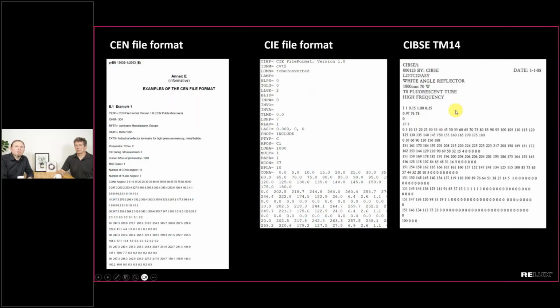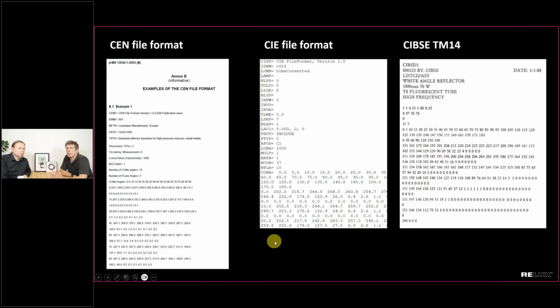This file format for photometrics was used in the UK a lot. And it has some interesting extensions. You have some more values in it, and also some blurring tables in addition to the intensities. This was used a lot in the UK, but not today anymore. So it's also old, and it's not in place anymore, even in the UK. But it was used, let's say, 20, 30 years ago. A lot of manufacturers also created these TM14 files.